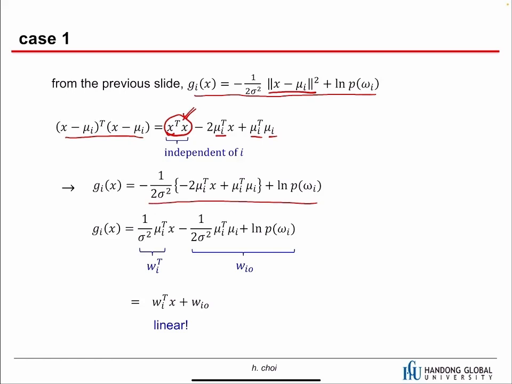If you look at this equation carefully, this one is a linear equation. This one is w sub i, and this one is w sub i0. Now g sub i is a linear equation. Good.